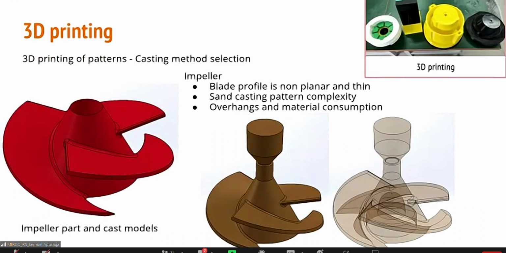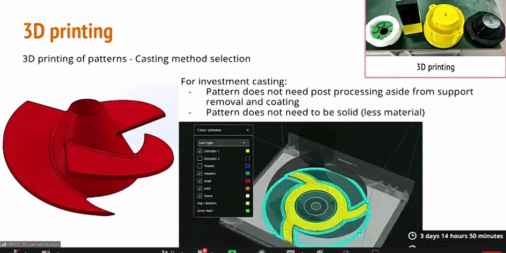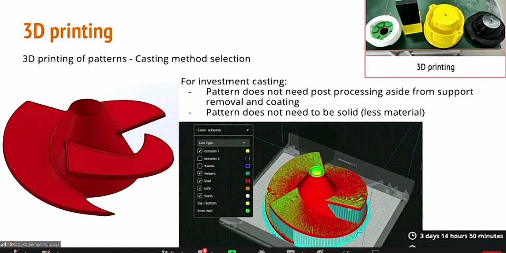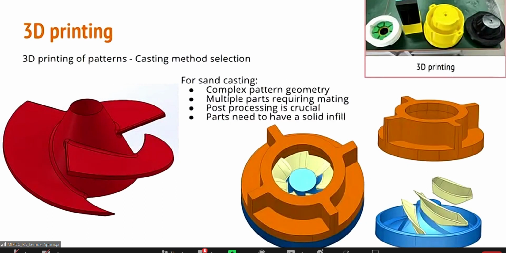So this is how the 3D printing of patterns went. For the impeller, the blade profile is non-planar and thin, so it's very tricky to make a sand casting pattern out of it. There's also a lot of overhangs. If you do it with sand casting, you're going to have difficulty drawing the pattern out of the sand mold. The molding is very tricky. It's not a straightforward molding process if you're doing geometries like this. So what we did is we instead opted to do investment casting on this one with the lost plastic process. So for sand casting, this is how the pattern may look if we did it with sand casting.